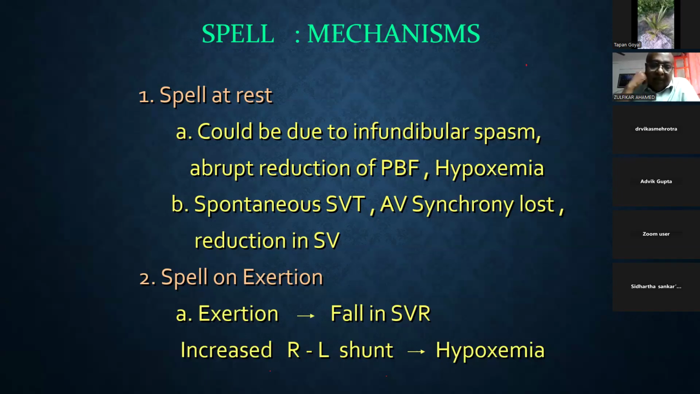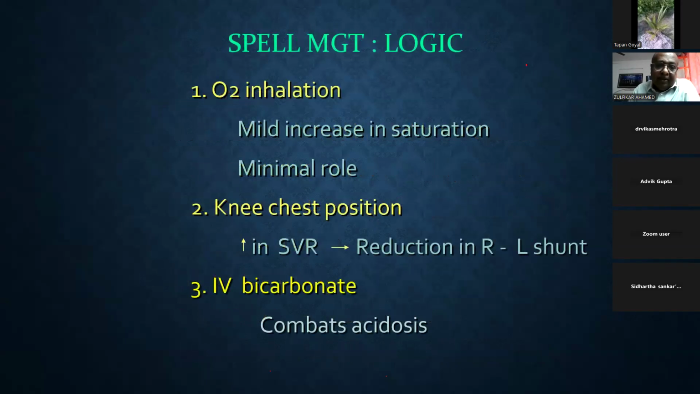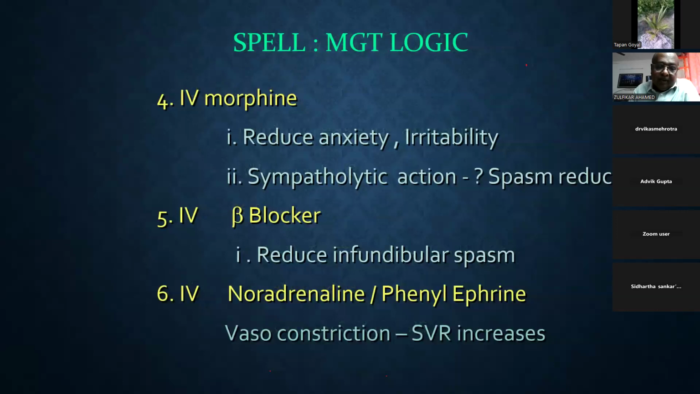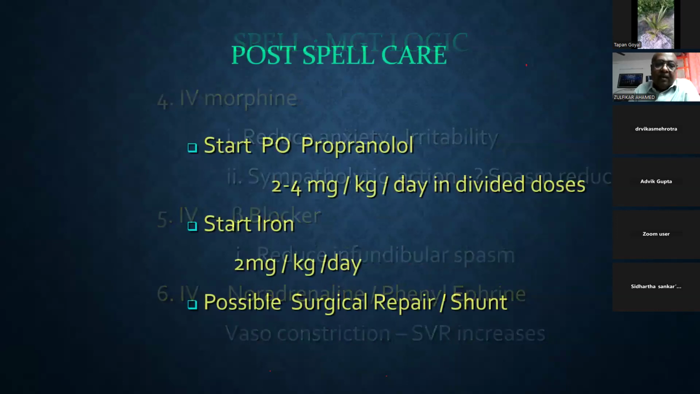Whereas the regular spell on exertion like crying or feeding occurs because of the abrupt fall in the systemic vascular resistance with increased right to left shunt and hypoxemia, and of course a cascade of events. And the management is basically oxygen inhalation, knee chest position, bicarb, morphine, beta blocker, and vasopressors.